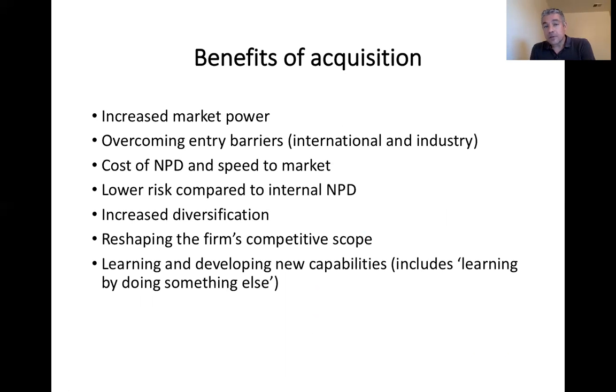And acquisition typically brings about some benefits, although it does come with challenges as well. So increased market power, as I said, is a big one. Overcoming entry barriers, especially internationally, but also in terms of industry barriers. What is specifically important is that acquisition speeds up new product development and time to the market quite substantially.